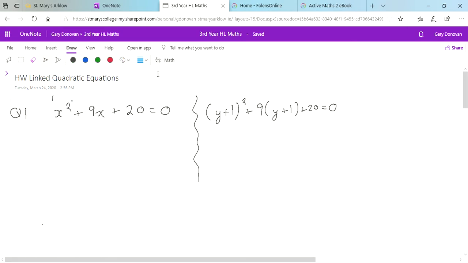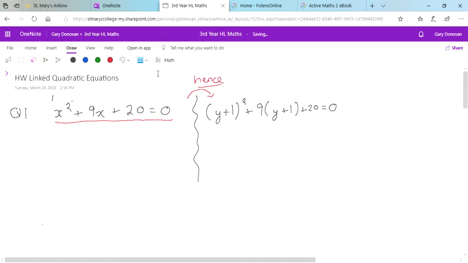In this video, I'll go through the homework from last night on solving linked quadratic equations. So the first question was: using x squared plus 9x plus 20 equals 0, hence solve this second equation.